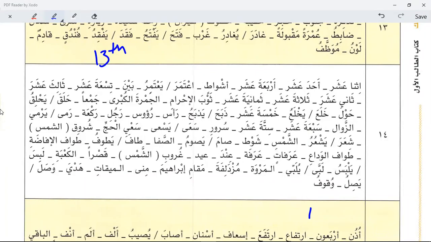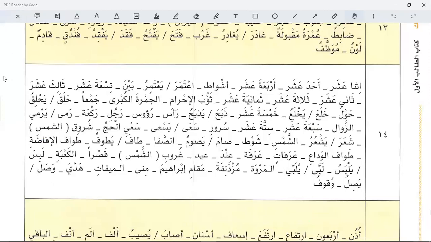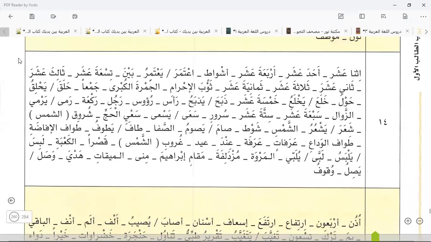Yes, teacher. Assalamu alaikum. Wa alaikum assalam. Shaara, he felt. Yash'ur, he is feeling. Ash-shams, sun. Shawadu, times. Sama, he fasted. Yasumu, he is fasting.